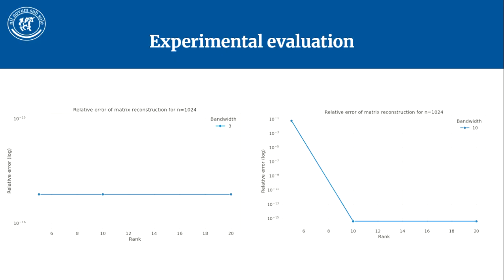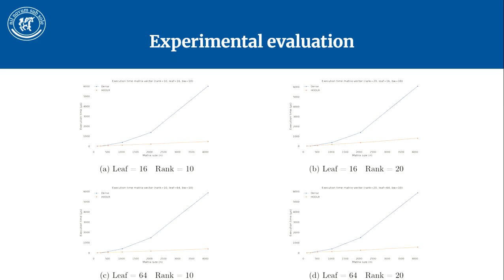So for a rank of 5, the approximation is quite poor, but when increasing to 10, the approximation is very good, and the change from 10 to 20 is negligible in this case.